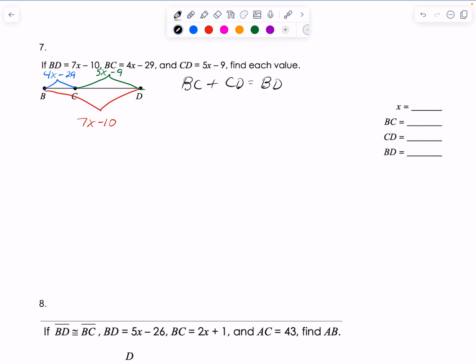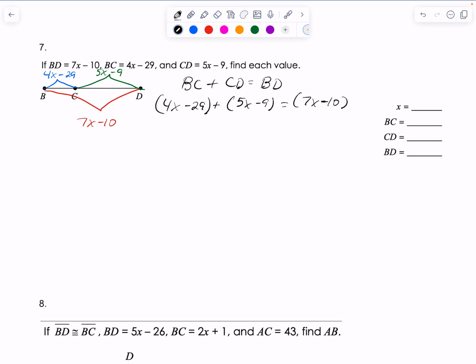All right. So now I'm going to put in the stuff that we know. We know segment BC is 4x minus 29 plus segment CD is 5x minus 9 equal to segment BD. All of that is the same as 7x minus 10. From here, it becomes very much an algebra question.